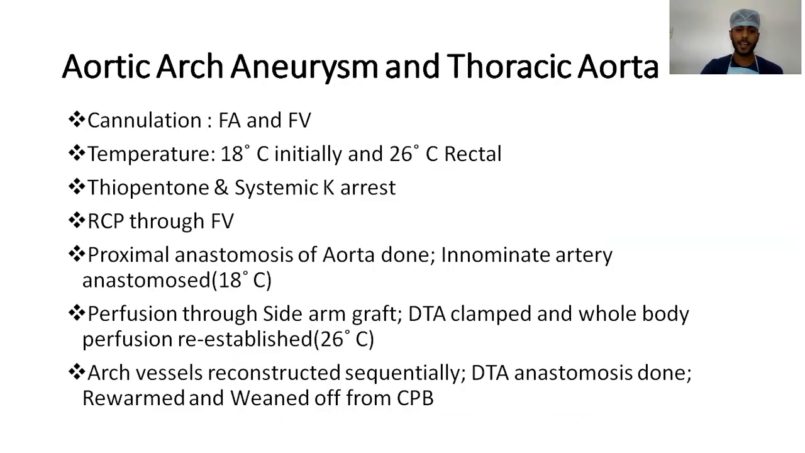The second category is aortic arch aneurysm and the thoracic aorta. For this category, we cannulated the femoral artery and the femoral vein, and we cooled the patient to 18 degrees Celsius. Once the patient was at 18 degrees Celsius, we gave thiopentone sodium. After 3 minutes of thiopentone sodium, we gave systemic potassium. Once the heart was arrested, within a second, we started the RCP through the femoral vein. The femoral venous cannula tip was in the RA.